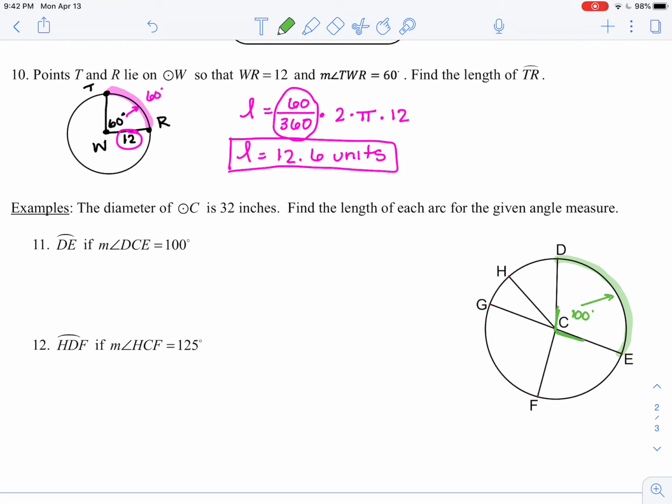A central angle and the arc have the same measure. So I plug into my formula for length. 100 degrees out of 360 times circumference. This time I have the diameter, so let's just do times pi times diameter, 32. And when you put this one into your calculator, you should get about 27.9. And this one is in inches.